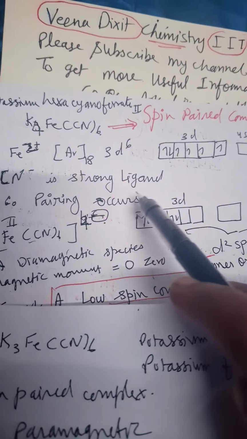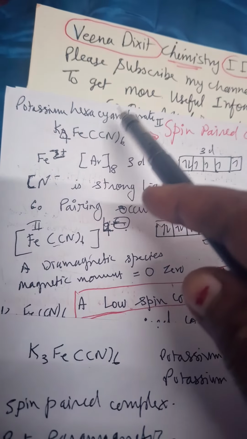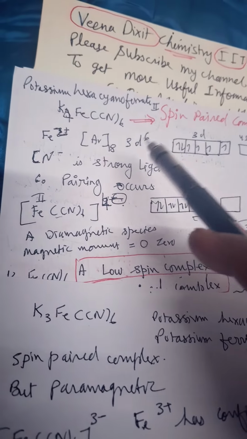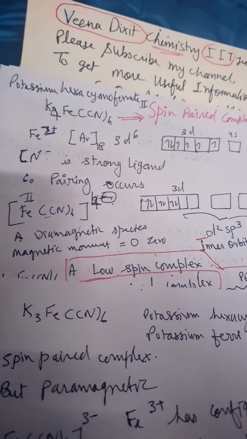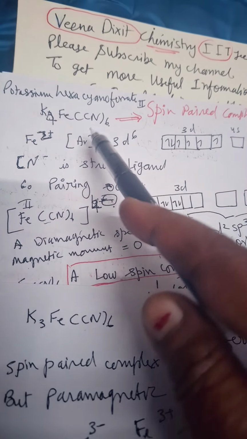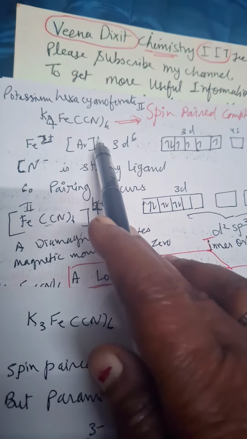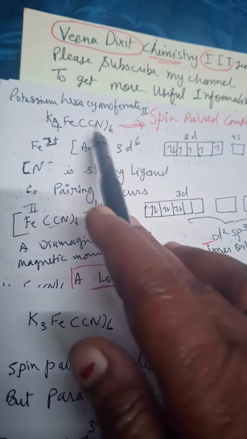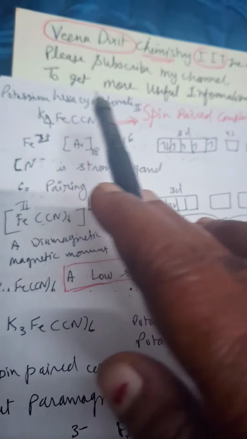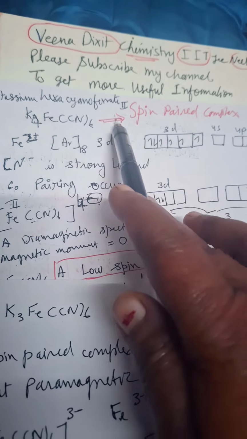We discuss here spin paired complex, a few examples, and it is a very typical example because one is diamagnetic and another complex is paramagnetic, of the same ligands and the same central metal atom. See here, K4[Fe(CN)6] is potassium hexacyanoferrate(II).